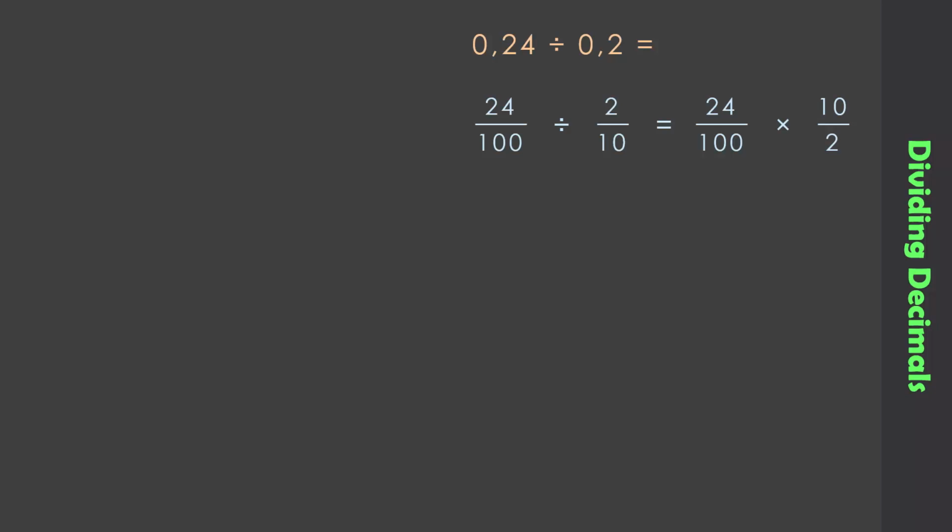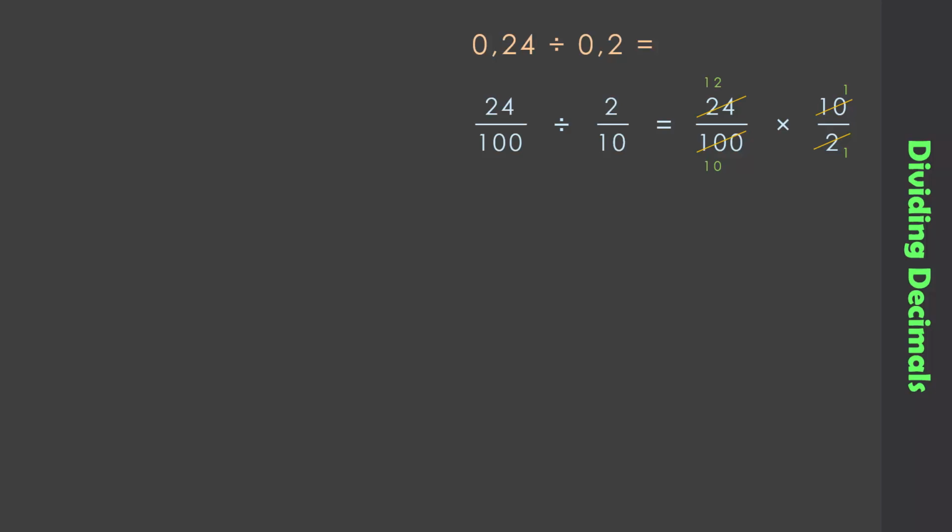We change division into multiplication by multiplying the first fraction by the reciprocal of the second fraction. So 24 over 100 divided by 2 over 10 equals 24 over 100 times 10 over 2. Then we can use cross-canceling here. Let's see numerator and denominator, 24 and 2. 24 is divisible by 2 and 2 also divisible by 2. So 24 divided by 2 equals 12 and 2 divided by 2 equals 1.